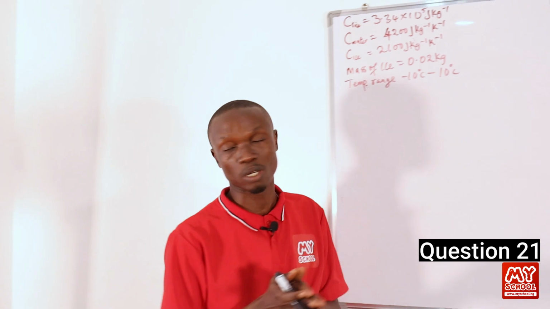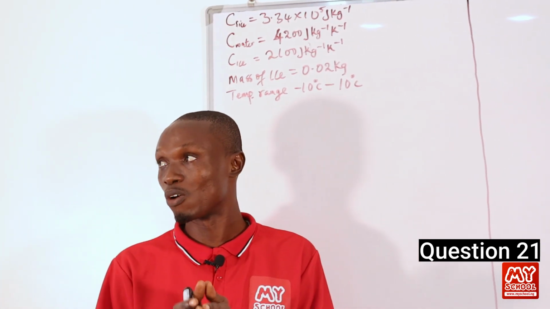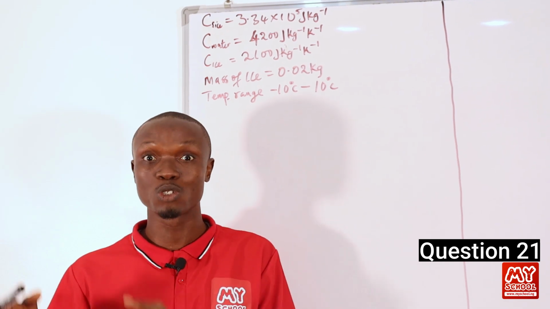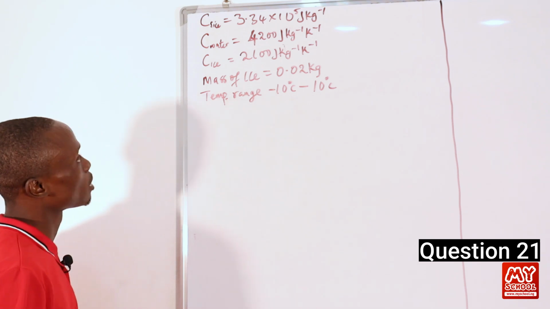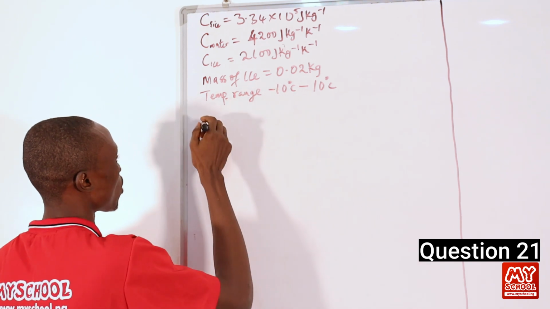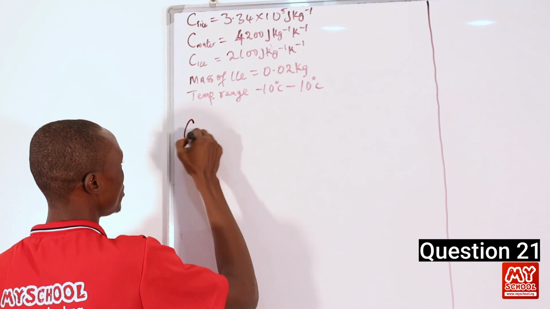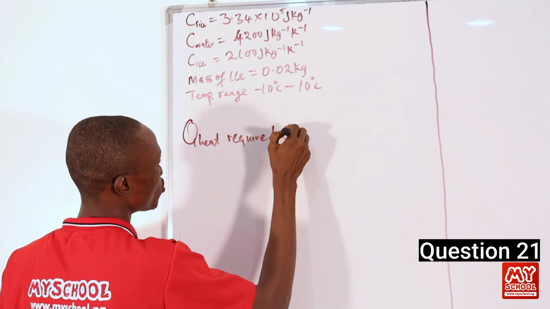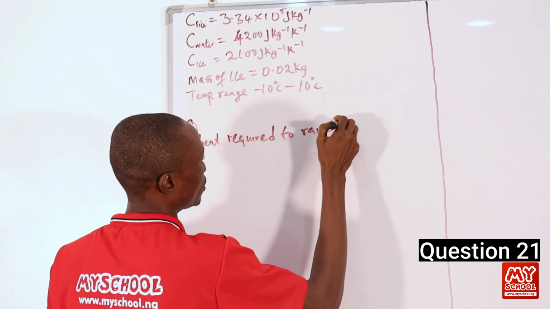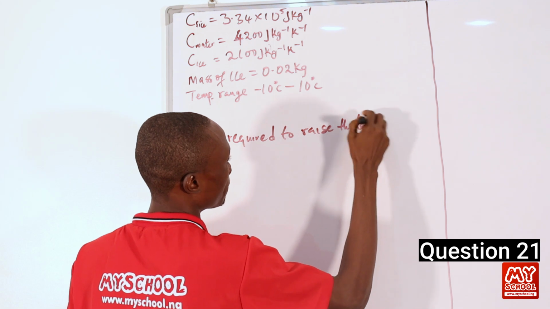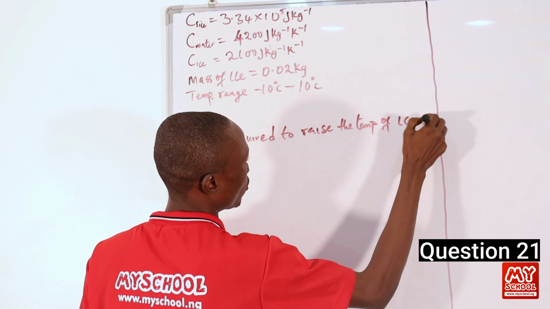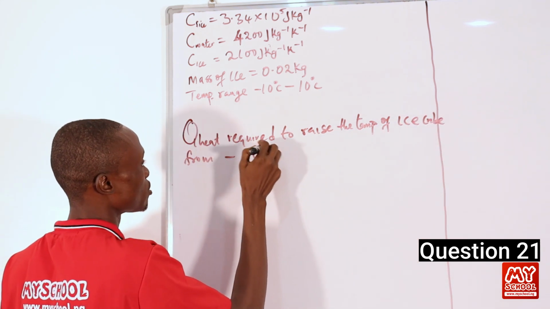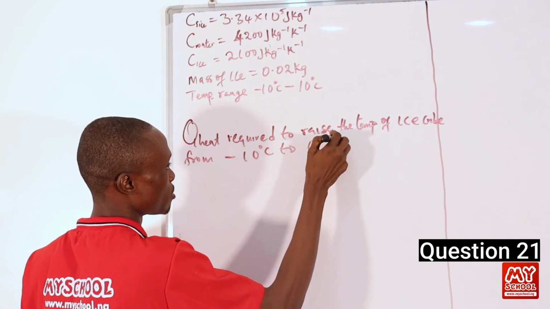To solve this question, we actually need to calculate 3 things, then we add them together to get the final answer, because we are asked to calculate the amount of heat required to raise the temperature. So let's begin. First, we calculate the quantity of heat required to raise the temperature of the ice cube from minus 10 degrees Celsius to 0 degrees Celsius.